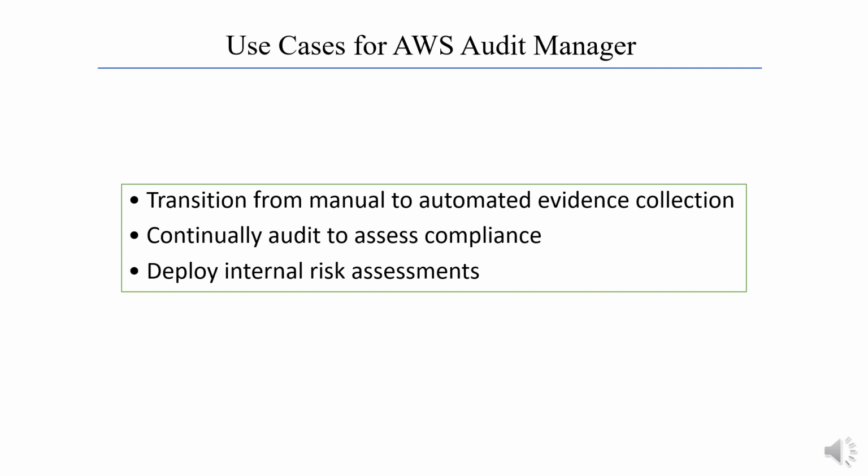Transition from manual to automated evidence collection. Avoid the need to collect, review, and manage evidence with automated evidence collection. Continually audit to assess compliance. Automatically collect evidence, monitor your compliance posture, and proactively reduce risk by fine-tuning your controls. Deploy internal risk assessments. Customize a pre-built framework from scratch and then launch an assessment to automatically collect evidence.